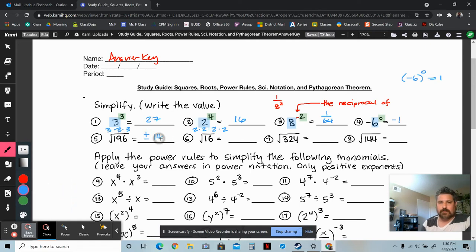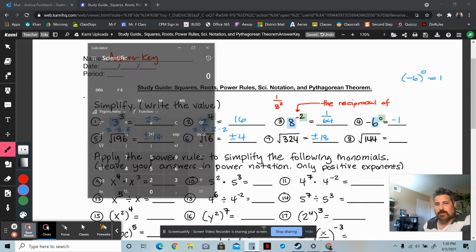So plus or minus 14. This one is the square root of 16. It means what number times itself equals 16. And that would be plus or minus 4 because 4 times 4 would work, and also negative 4 times negative 4 would work. The square root of 324 would be plus or minus 18.